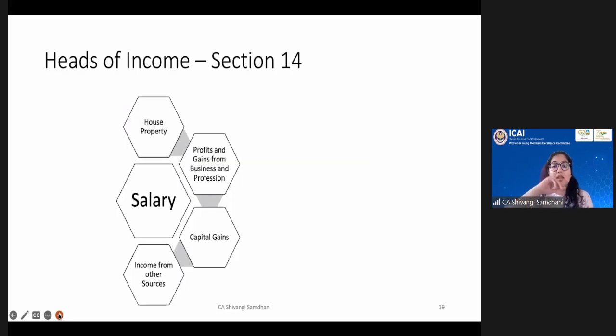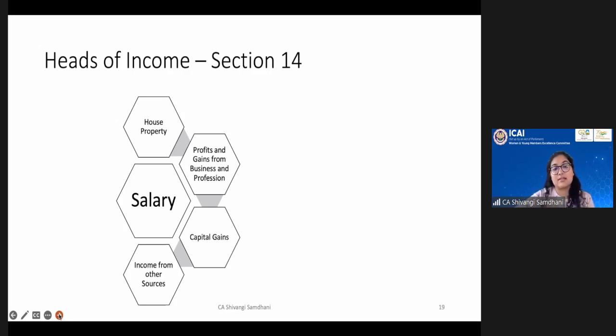Now, income has to be bifurcated under various heads. So now we understand that tax on total income is to be paid by every person. Now, we have a blurred understanding of what income is. Now, this income is to be further bifurcated into various heads, and accordingly, total income is to be computed. Now, these heads of income are provided under Section 14. We know 5 heads: salary, house property, PGBP, capital gain, income from other sources.